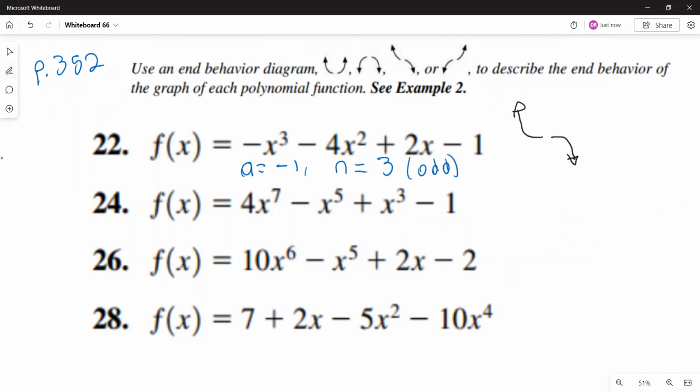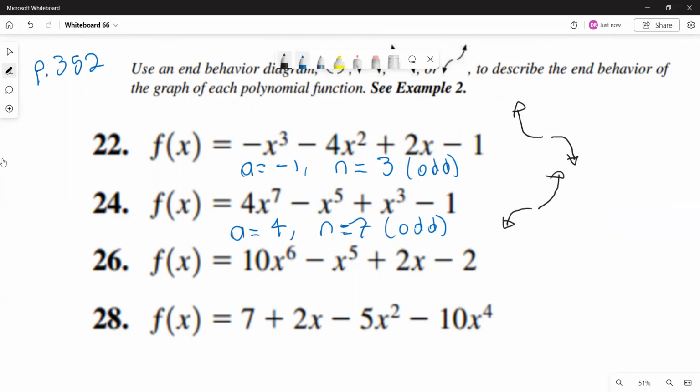Number 24, the leading coefficient is 4, and the degree of the polynomial is 7. Okay, so odd degree, positive leading coefficient, the end behavior will be rising to the right, falling to the left.